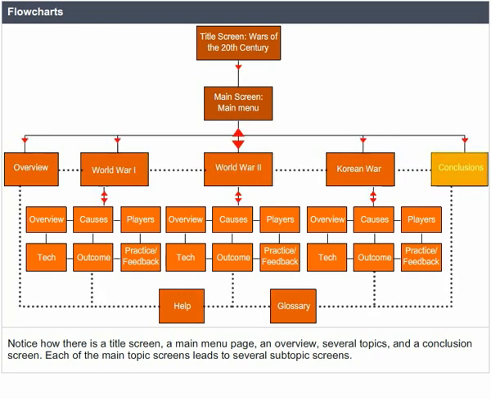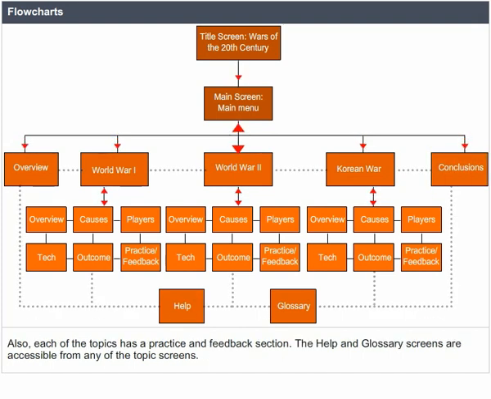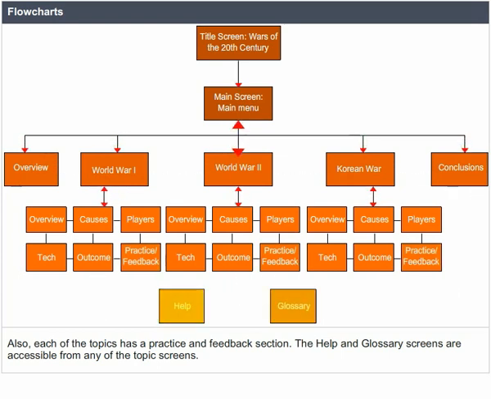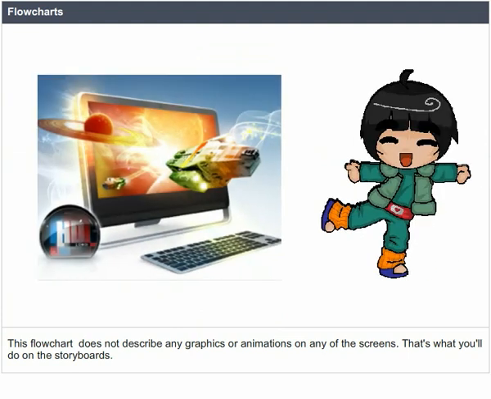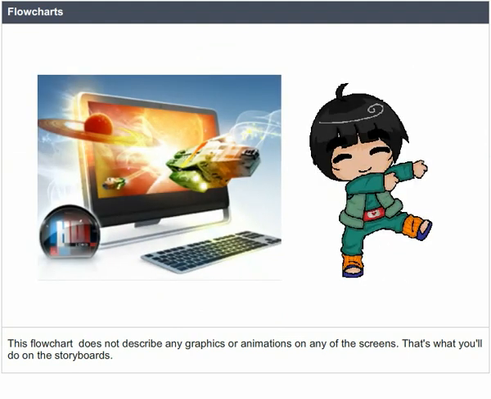Each of the main topic screens leads to several subtopic screens. Also, each of the topics has a practice and feedback section. The help and glossary screens are accessible from any of the topic screens. This flowchart does not describe any graphics or animations on any of the screens. That's what you will do on the storyboards.